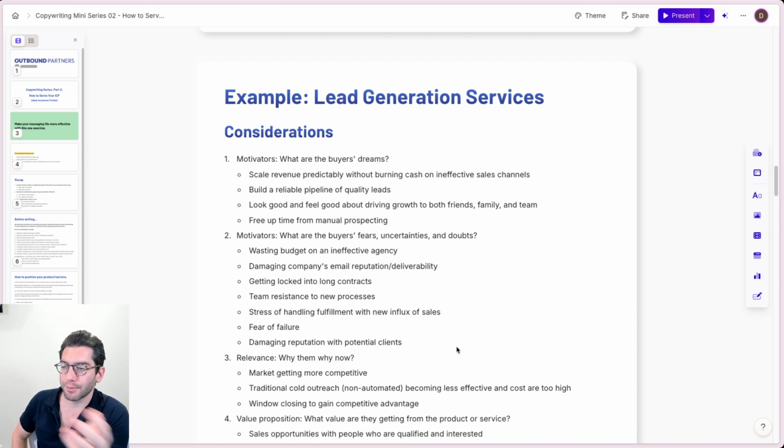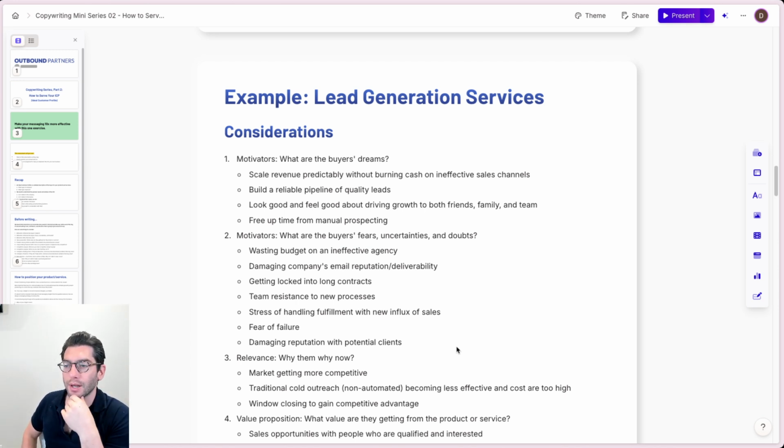What are the buyer's dreams? So the buyer wants to scale revenue predictably without burning cash on ineffective sales channels. They want to build a reliable pipeline of quality leads. They want to look good and feel good about driving growth to their friends, family, and team. You would be surprised, but the ego plays a major role in a lot of things that we do. So getting things wrong not only loses money, but it also makes you look bad. Getting things right not only makes you money, but makes you look good. And people like to look good, especially in front of friends, family, colleagues, team members, etc.